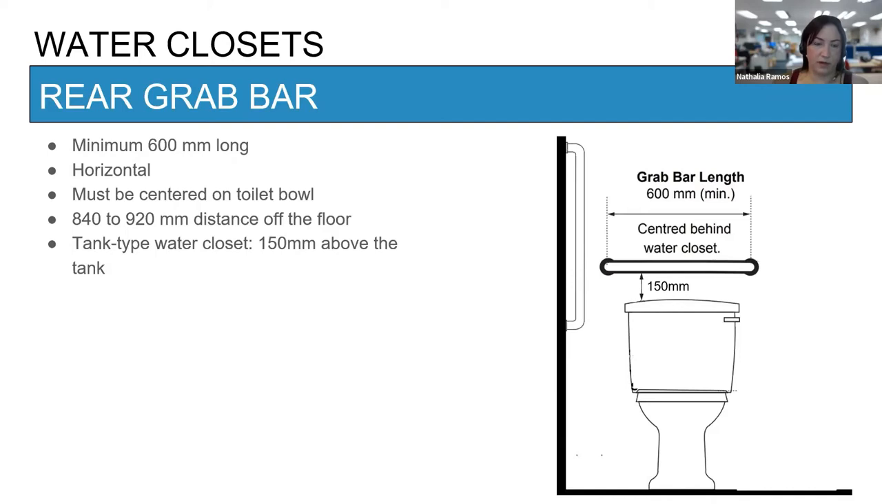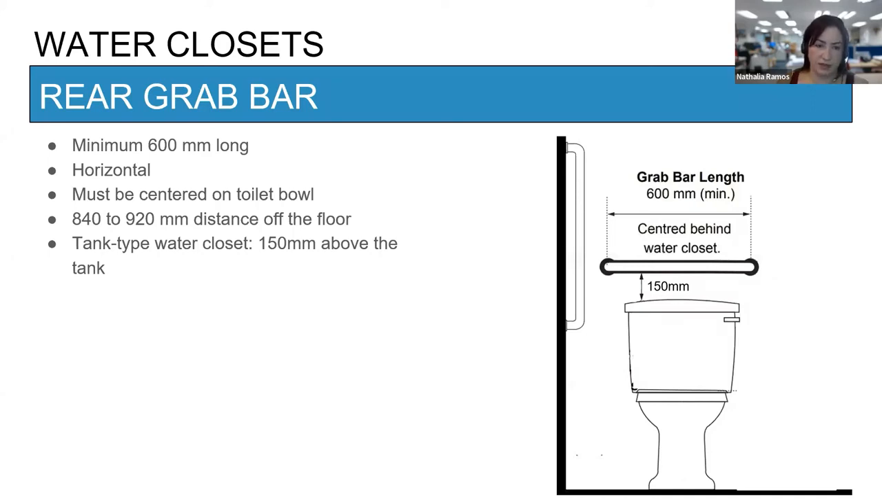The rear grab bar has to be minimum 600 long. It has to be installed horizontally. It must be centered on the toilet bowl. From the floor it has to be 840 to 920 from the floor. And if you're using a tank type water closet, it has to be installed 150 above the tank.